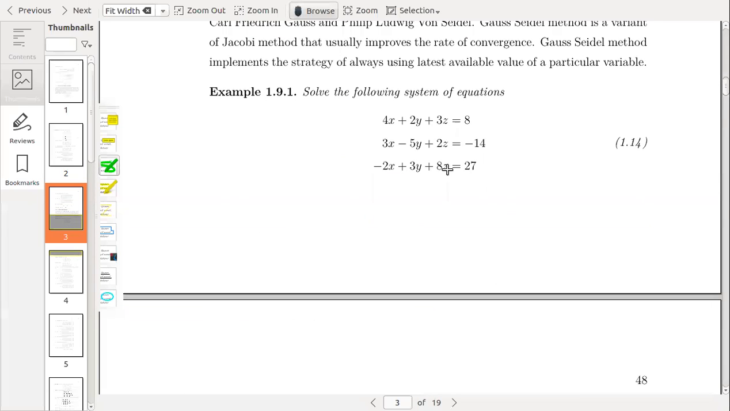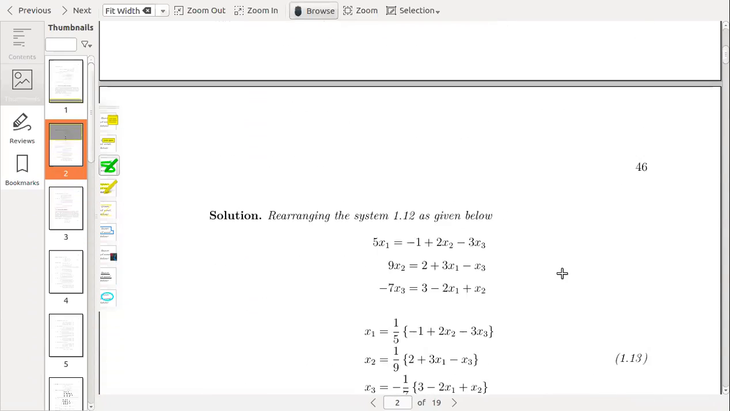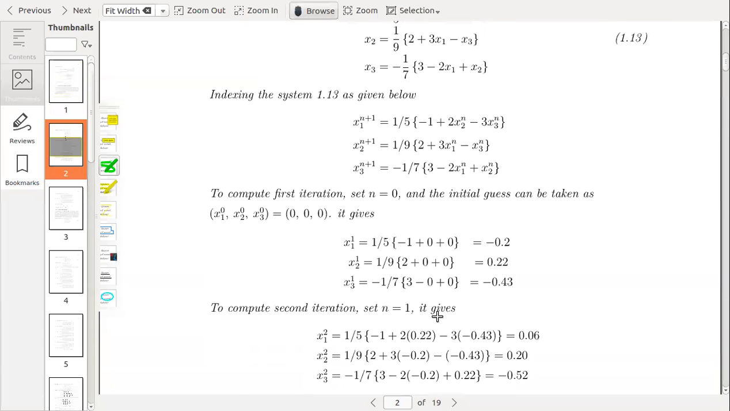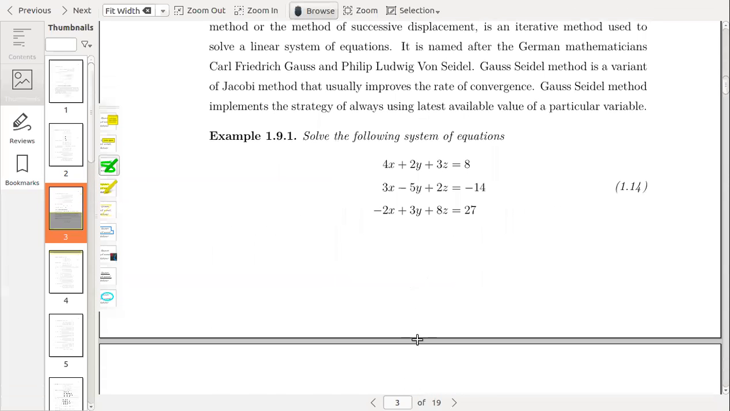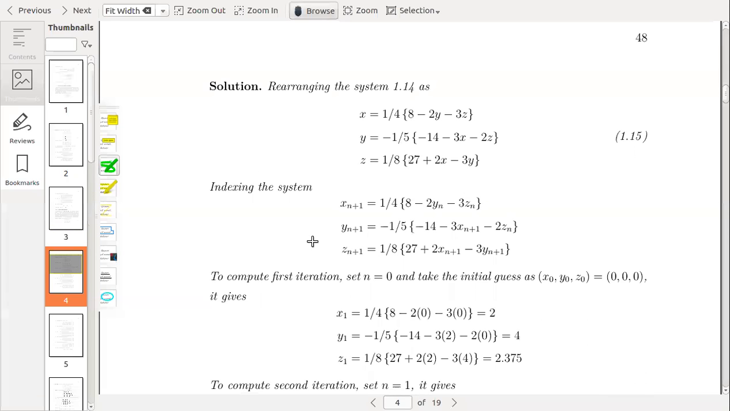So again, if we consider the same example, you can make a comparison. So okay, it's a different example, not the same example. So we apply the Gauss-Seidel method. The first step is the same, rearranging the system and indexing. There is a difference between indexing in the Jacobi and Gauss-Seidel methods.